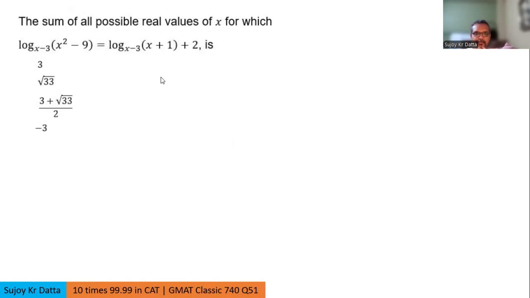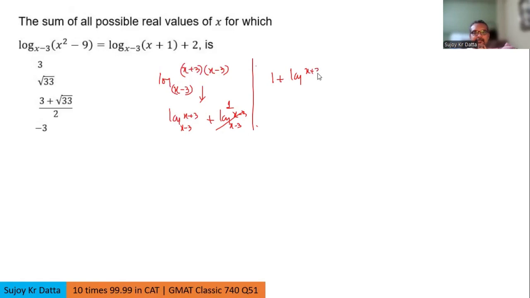x squared minus 9, that's log of (x plus 3) times (x minus 3) base x minus 3. And this can be split. So I'm just doing the left hand term. So this is log of x plus 3 plus log of x minus 3, which is basically 1. So what you have on the left is 1 plus log x plus 3 base x minus 3, is log x plus 1 base x minus 3 plus 2.